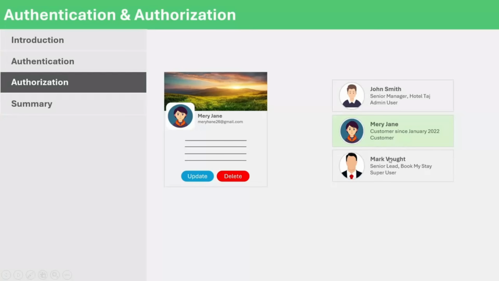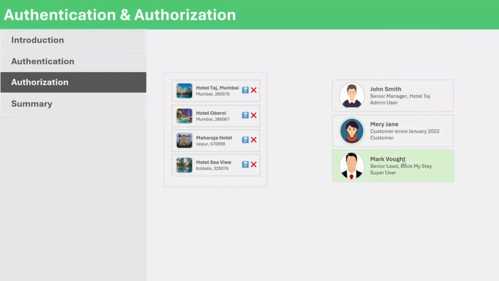Then we have this user Mark Watt. He is the super user. He will have access to update the details of any hotel which we are listing in our application, and he will also have permission to delete any hotel from the listing. He can also have access to all the user details. He can also have access to all the bookings which have been made, and he can also, let's say, block a user so that user cannot make any more bookings.